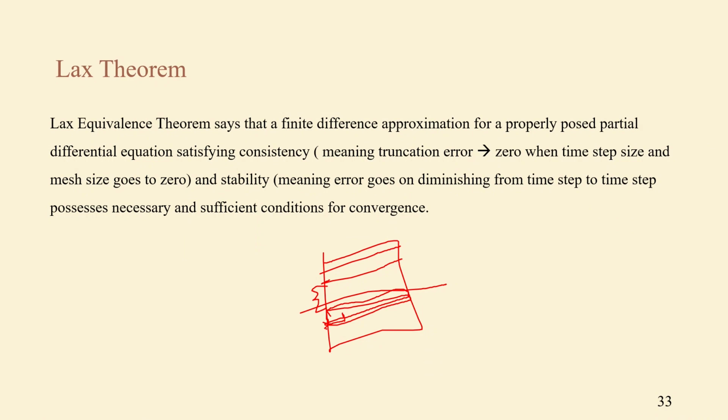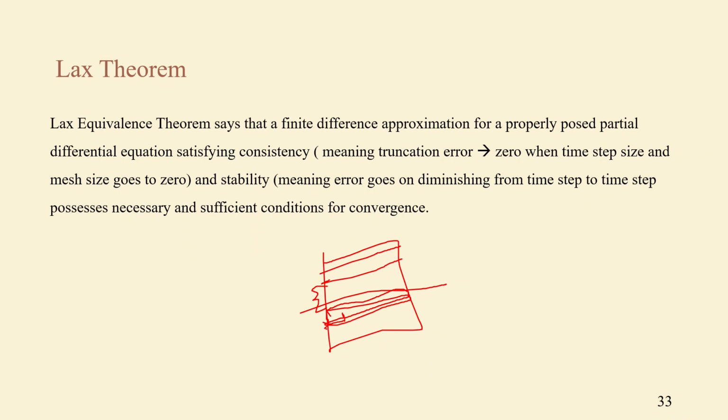As the time step keeps on increasing from one time step to another, if the error keeps on reducing, we can say the system is stable. If the error keeps on increasing, the system is not stable and we would not get a convergent solution. If the error builds up at one point, the solution would diverge. So stability is also a sufficient condition. So consistency and stability.